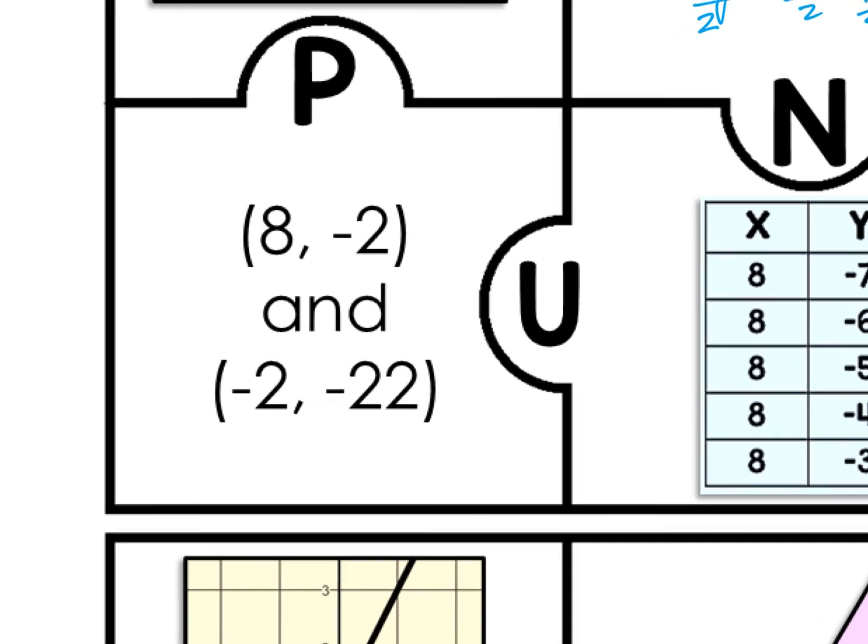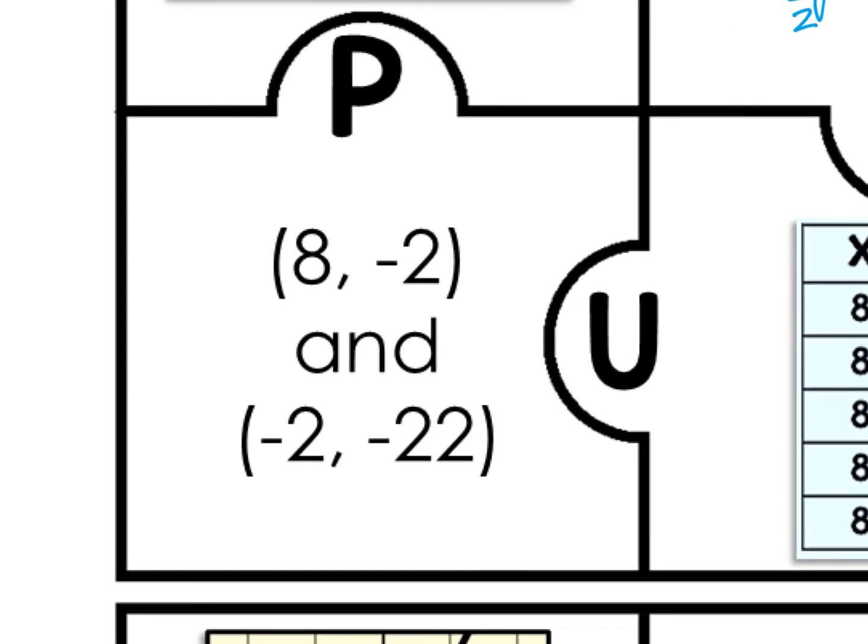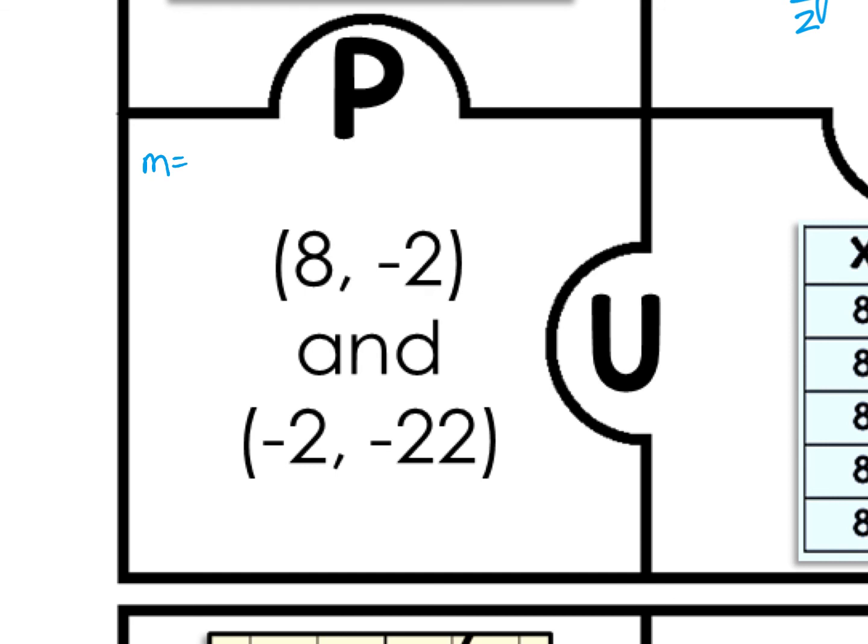Then I'm going to go to this letter P. I'm going to do my difference in my y. How far is it between negative 22 and negative 2? 20. And how far is it between 8 and negative 2? 10. And what's 20 divided by 10? 2. Now I need to know if it's positive or negative. Actually, I don't because it's already positive. Slope is 2.